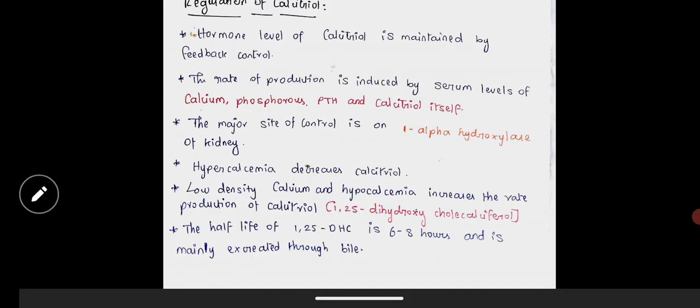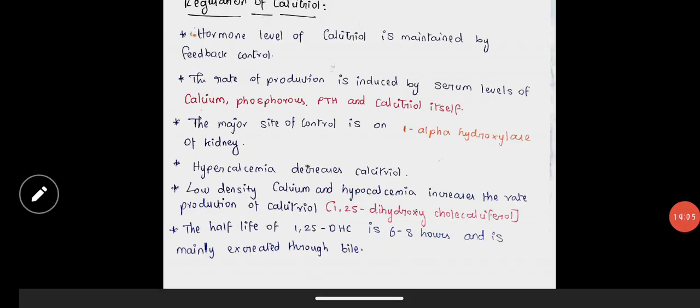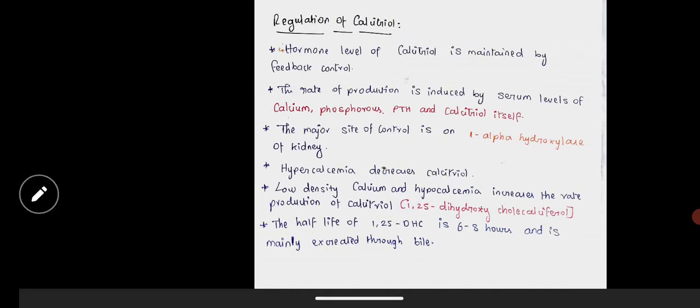Then hypocalcemia. In this matter, calcitriol plays an important role. Low calcium and hypocalcemia increase the rate of production of calcitriol. Okay, the half life of 1,25-DHC is 6 to 8 hours and it is mainly excreted through bile. 1,25-DHC is nothing but calcitriol.